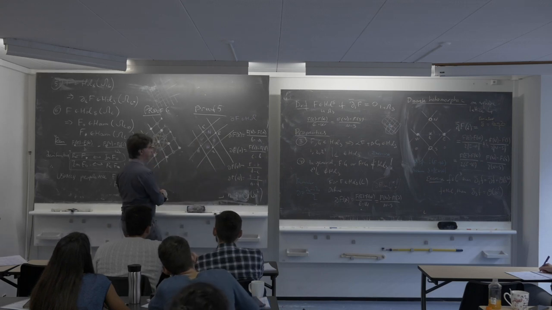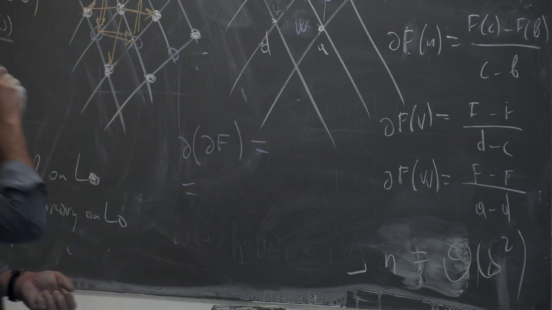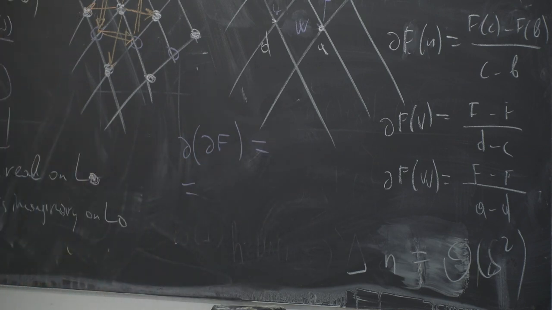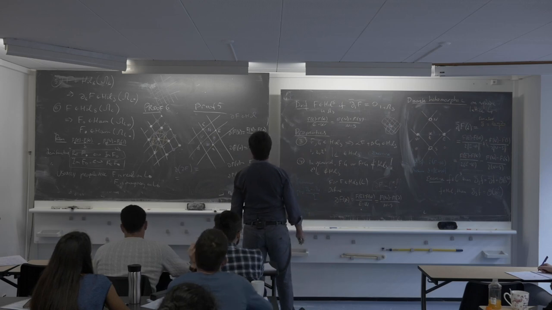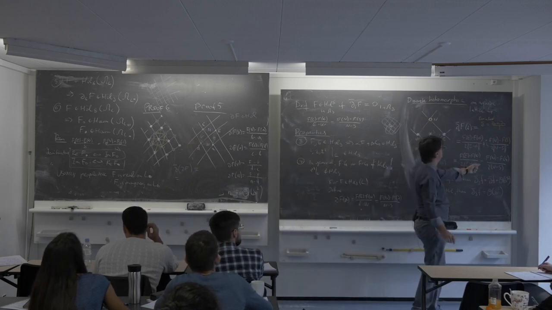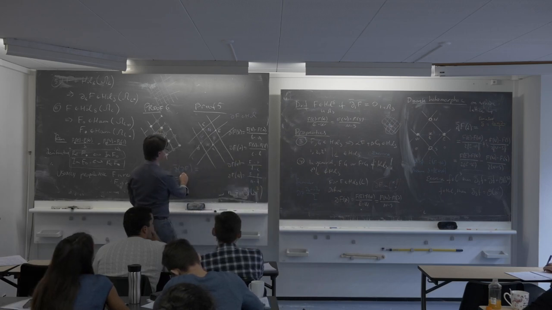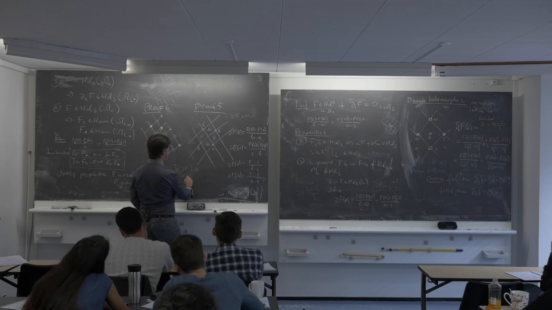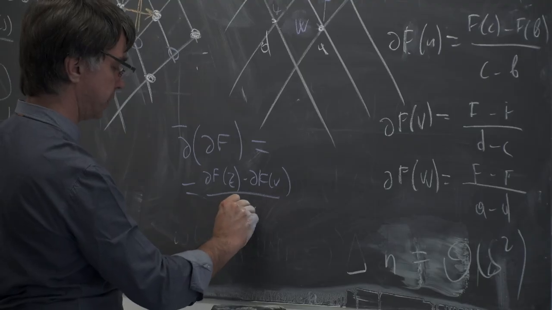And then you have to write what is the d of df. And d of df is, you just use this definition which I have written somewhere on the blackboard. That's the definition for the d bar of df, the definition which is written here. So I have to write df of z minus df of v divided by z minus v.